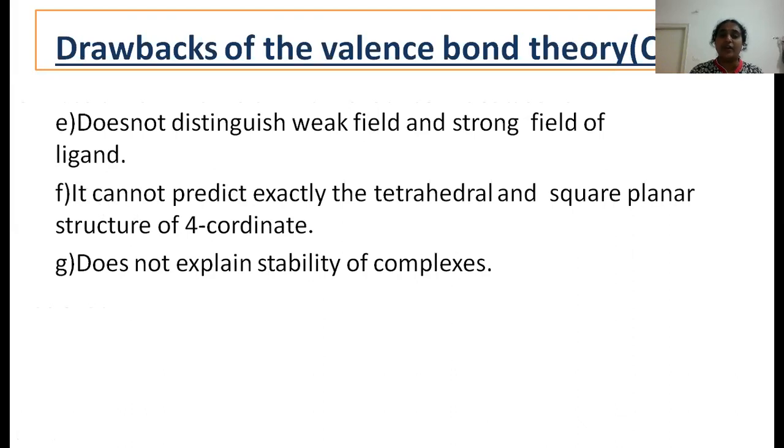To overcome these drawbacks of the valence bond theory, a new theory came. That theory is called the crystal field theory. So today we have completely discussed valence bond theory and how metal complexes form with coordination number 4 and coordination number 6, like tetrahedral geometry, square planar geometry, as well as octahedral geometry, and what are the drawbacks of the valence bond theory.